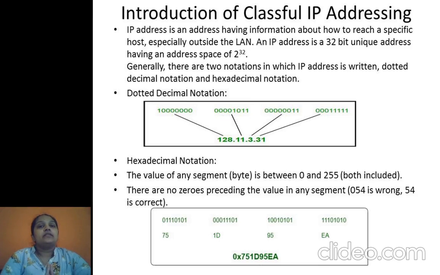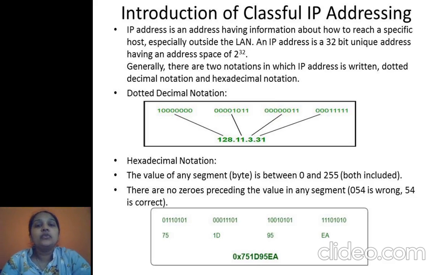An IP address is an address having information about how to reach a specific host. When you want to send data from the sender to the receiver side, we require a host or destination IP address to send the data properly. An IP address is a 32-bit unique address having an address space of 2 raised to 32, because it has a binary notation. The address space is calculated as 2 raised to 32 because it is 32 bits.